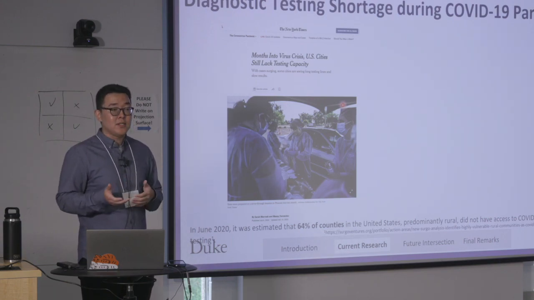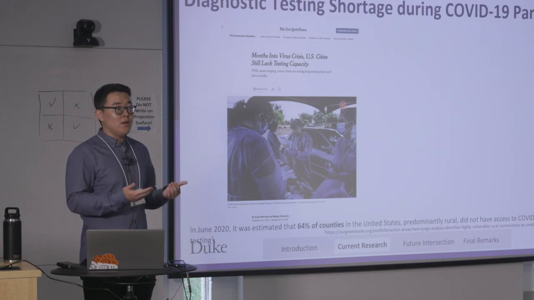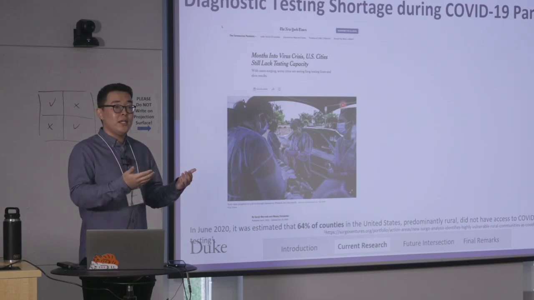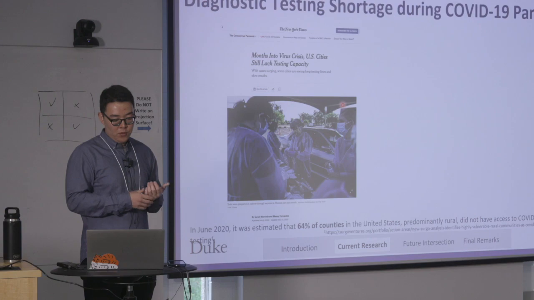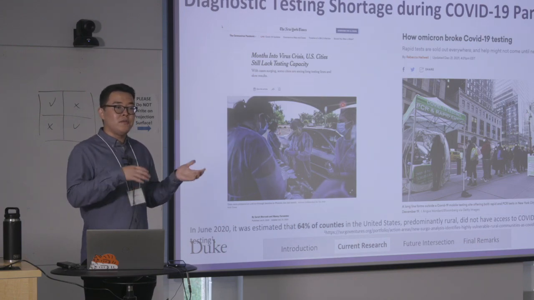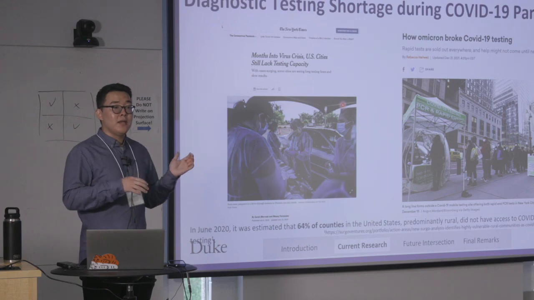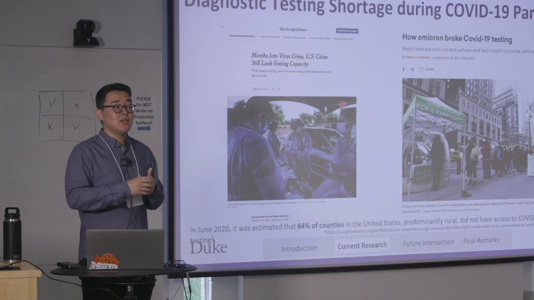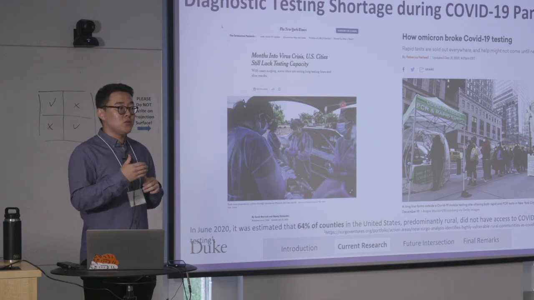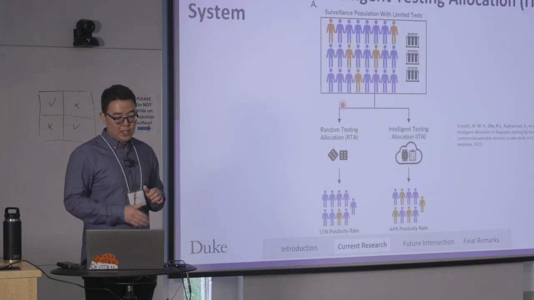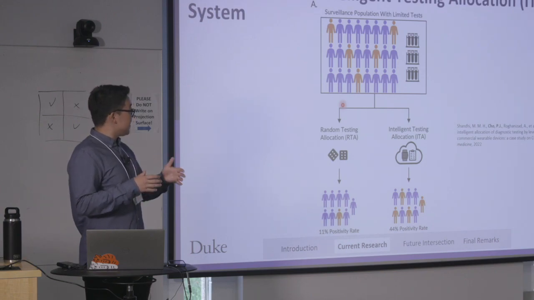And so one thing that we saw throughout the pandemic was that there are all these different variants that were occurring, and with each variant, there was a surge in the number of testing kits that were necessary. And so I think in July of 2021, we saw that there were initially only 150,000 testing kits necessary, but then that demand went up to 1.5 million at that time. And so how do we address this sort of testing shortage during this critical time period? And so what we came up with was an intelligent testing allocation system.